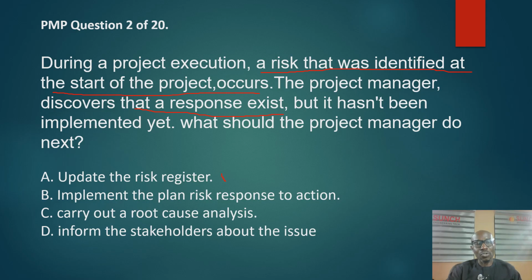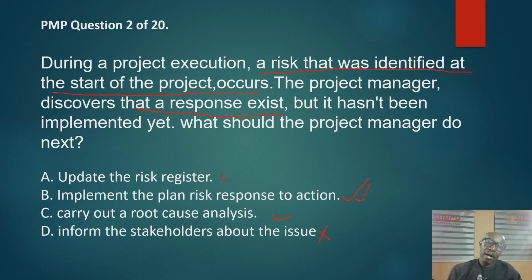But let's look at the options. Update the risk register. Is that the first thing you are supposed to do? Next, implement the planned risk response action. That looks more like the first thing to do. Then C, carry out a root cause analysis. We are going to do this, but this is not the first thing for us to do. Inform the stakeholders about the issue. This is reactionary.